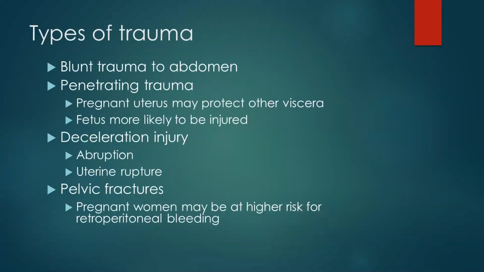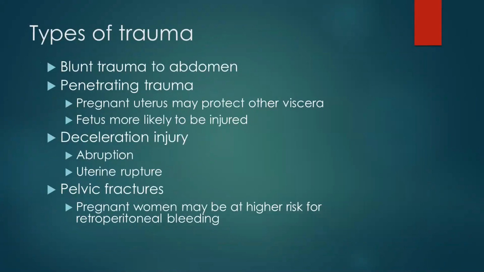We also have these deceleration injuries, and these are the ones that we normally see in motor vehicle accidents. If you can imagine, it's the same thing as the contrecoup phenomenon, and if you are going to see anything, it's going to be a placental abruption. And in rare cases, you can see a uterine rupture.